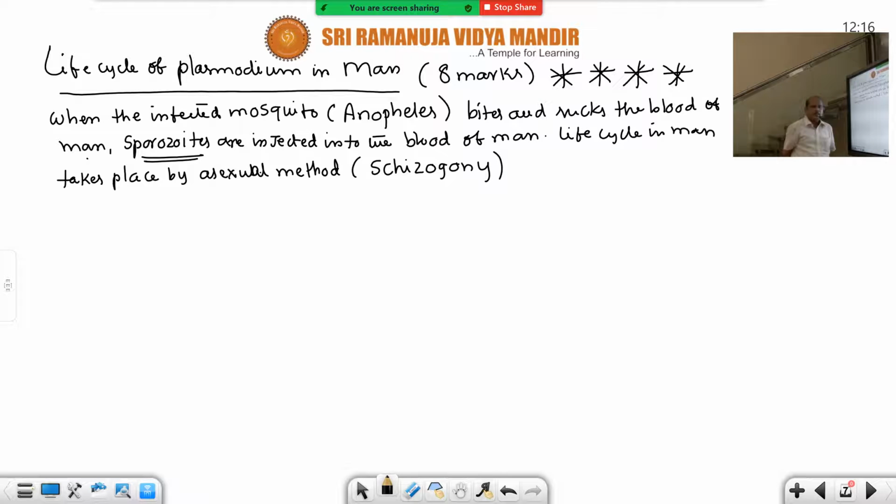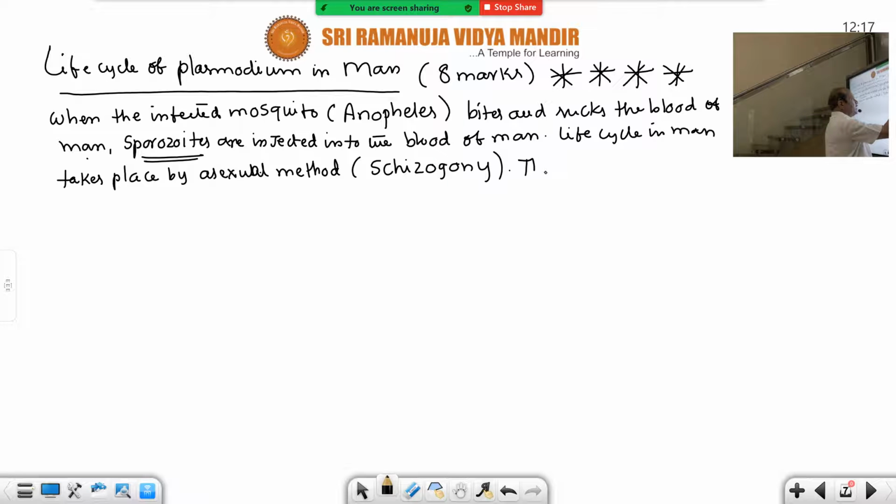Schizo means split, splitting into a number of daughter cells. Schizocoelom, split coelom. Already at the time of coelom also, that schizo meaning I told you. So schizogony, schizo means splitting into number of bits, a kind of multiple fission. It is so named as schizogony only in the case of Plasmodium. Don't write schizogony for other multiple fissions. In amoebas, the multiple fission process is sporogony. That's why schizogony you should not use anywhere except in Plasmodium vivax. Life cycle in man takes place by asexual method schizogony.